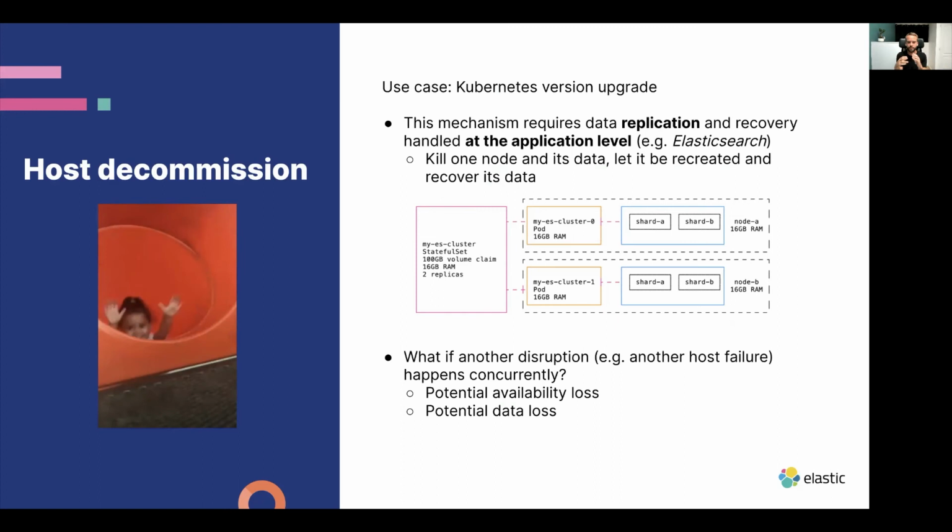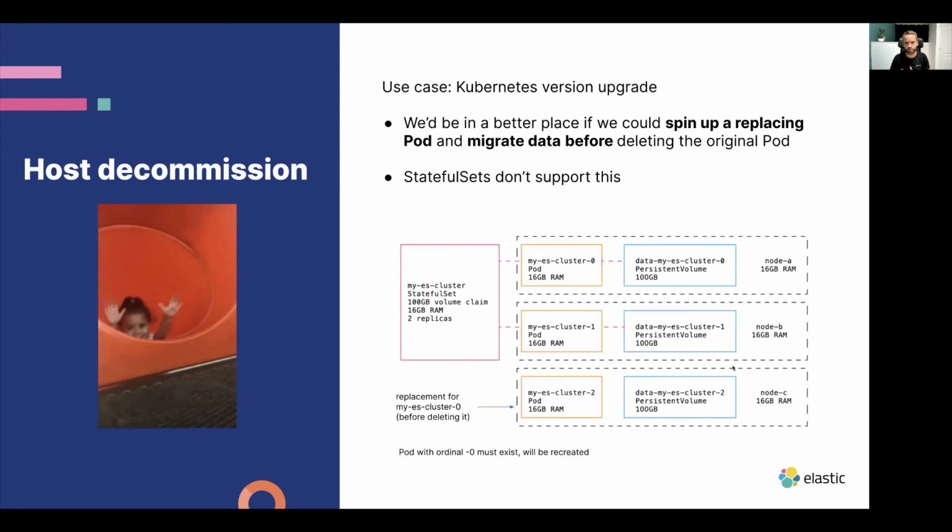And even worse, what if at the same time as this planned maintenance, you get another unplanned disruption, like another host dies, for example? Suddenly you have two pods that are taken down at once. And this is where you could get potential availability loss or data loss, which could be dangerous. And actually we'd be in a better place if we could, instead of deleting the pod and recreating it somewhere else afterwards, first create an additional replacing pod, migrate the data there, and then remove the old pod.